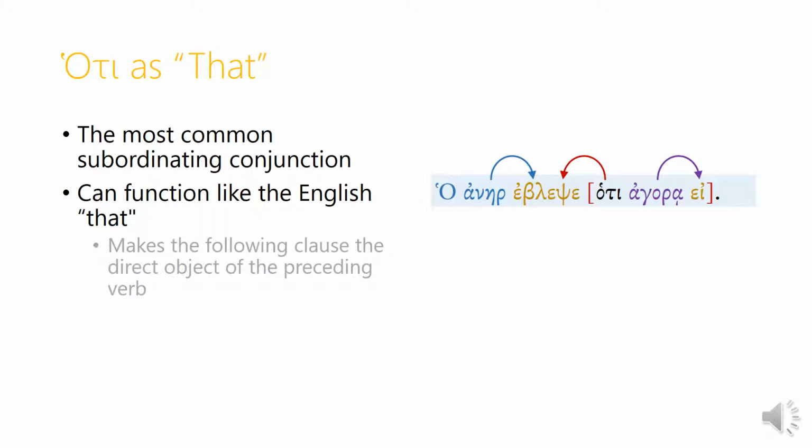Hoti is the most common subordinating conjunction, and it can function like the English "that." When it's functioning like this, it basically makes the following clause the direct object of the preceding verb. So we can say, "Ha'aner ablepse," the man saw. What did the man see? Well, if we add Hoti, then the following clause is the object of his act of seeing. Ha'aner ablepse Hoti agorae. The man saw that he was in the agora.